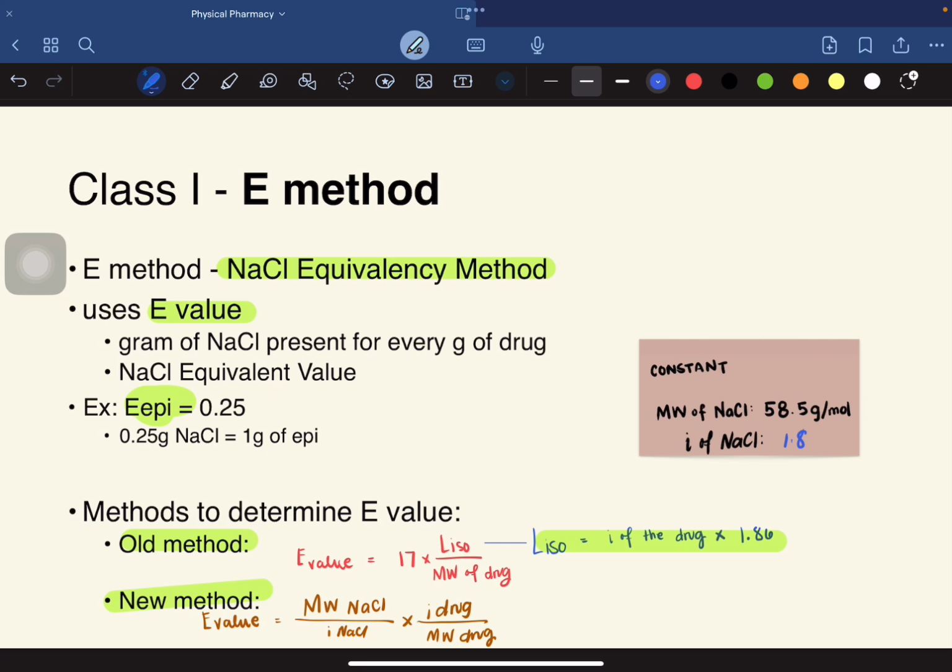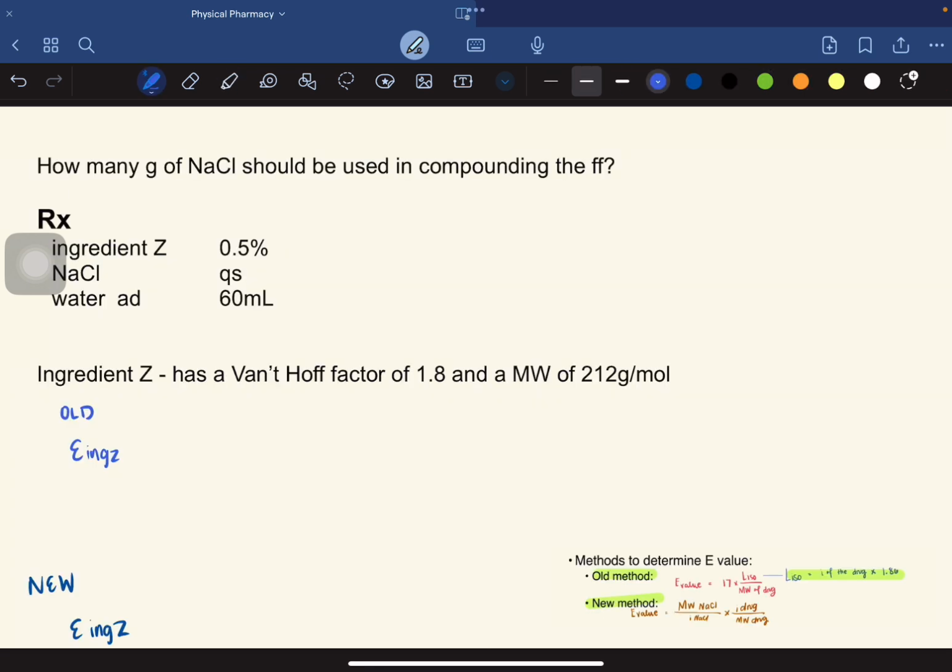So it is important to remember the molecular weight of your sodium chloride, which is 58.5 grams per mole, and the Van Hoff number of your sodium chloride, which is 1.8. So let's try to solve a problem so that we can apply what we've just discussed. So now let's solve this practice problem. So how many grams of sodium chloride should be used in compounding the following? So given dito is the Van Hoff factor of ingredient Z, which is 1.8, and its molecular weight, which is 212 grams per mole.